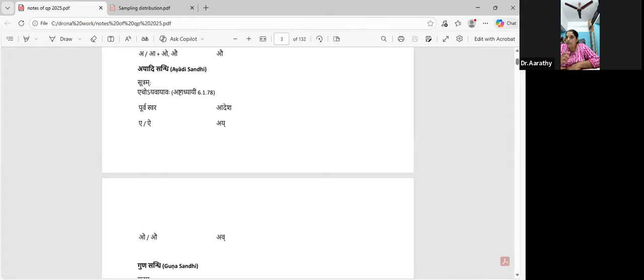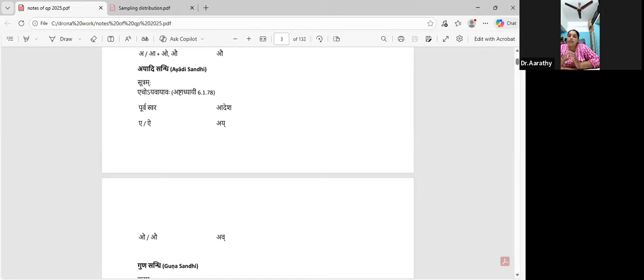So Na plus Ayanam, Nayanam. The same way, Bho plus Anam, which means it should be replaced with Ava because it is O, right? So Bhavanam. Then Gai plus Ak means it is replaced with I, which means Gayak. Same way, Bhav plus Ak, which is Bhavak. Bhavak is replaced with Av.